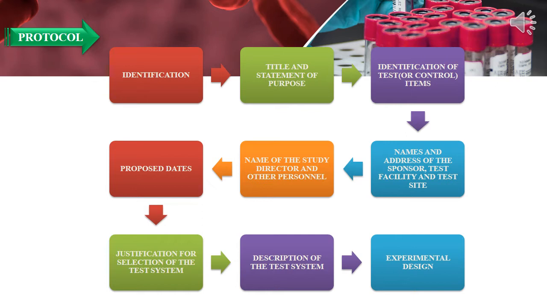Then name of the study director and other personnel. Then proposed dates of research. Then justification for selection of the test system. Then description of the test system. Then experimental design. So a protocol for conduct of a non-clinical laboratory study comprises these 9 parameters.